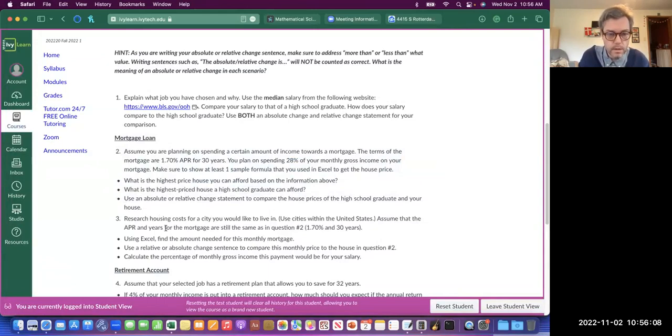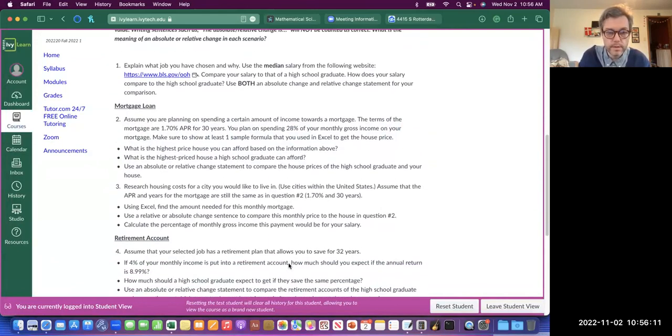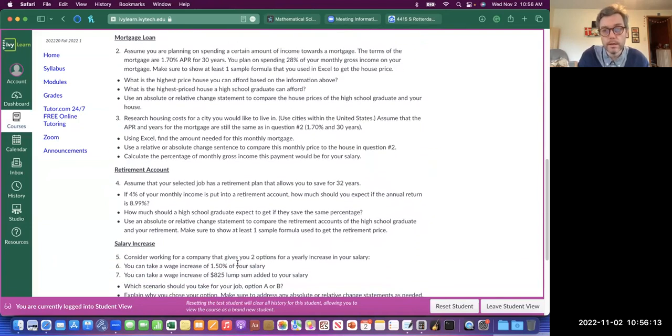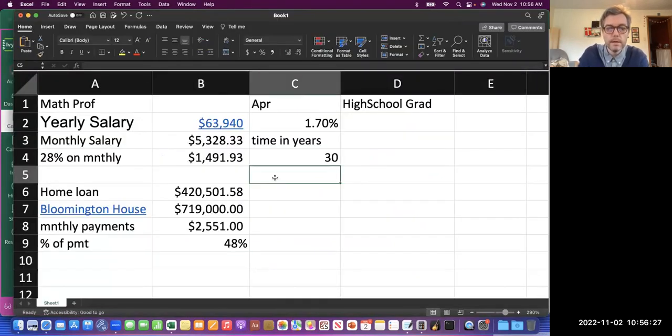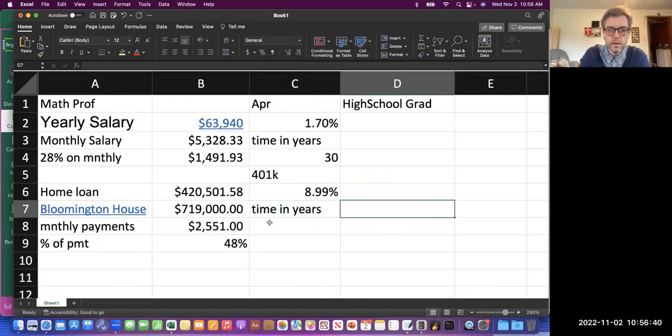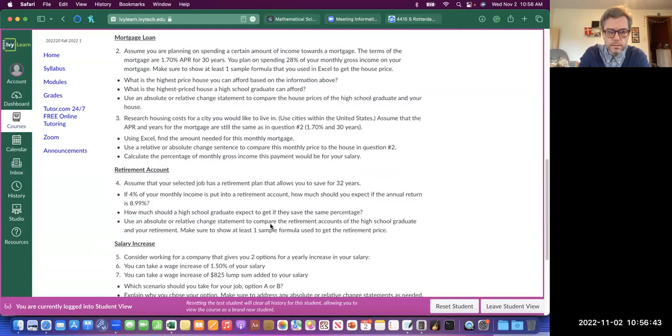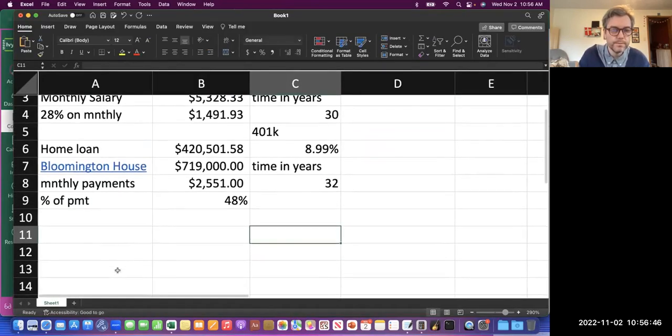Okay, now calculate the percentage of the gross monthly. We did that. Next thing would be the retirement account. All right, so 4% of our monthly income goes into the retirement account. How much would you expect in the annual return if it's 899? All right, so for the retirement account, let's call it 401k. The rate is 899. Okay, and the time was 32 years. Yeah, okay, so we can do that too.